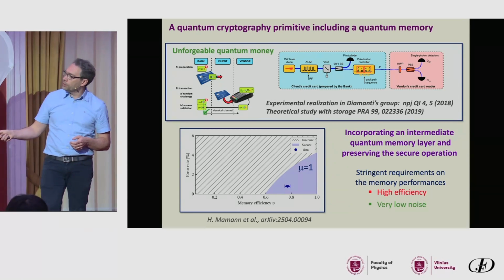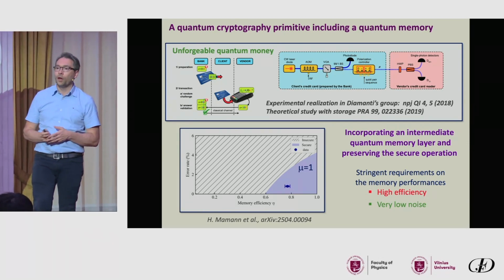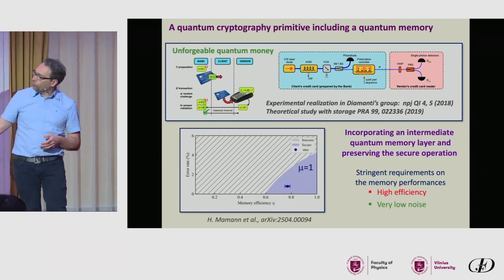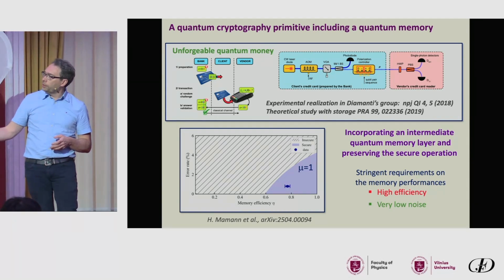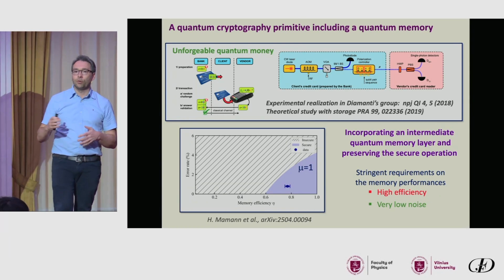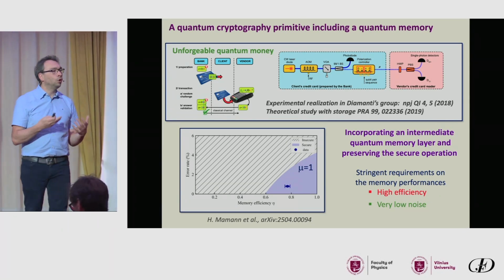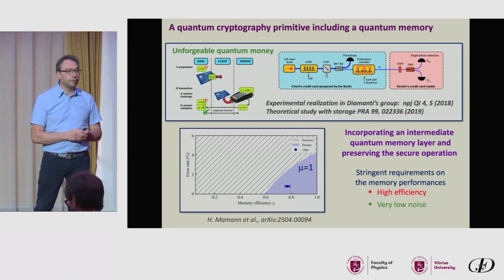As you can see, the secure area is only in this small corner here. So you need to have a very efficient memory with very low noise. And we have been able to put an experimental point, which you see here, with an error rate below the percent level and an efficiency close to 80%. So that was the first demonstration of adding a memory layer into a quantum cryptography primitive.